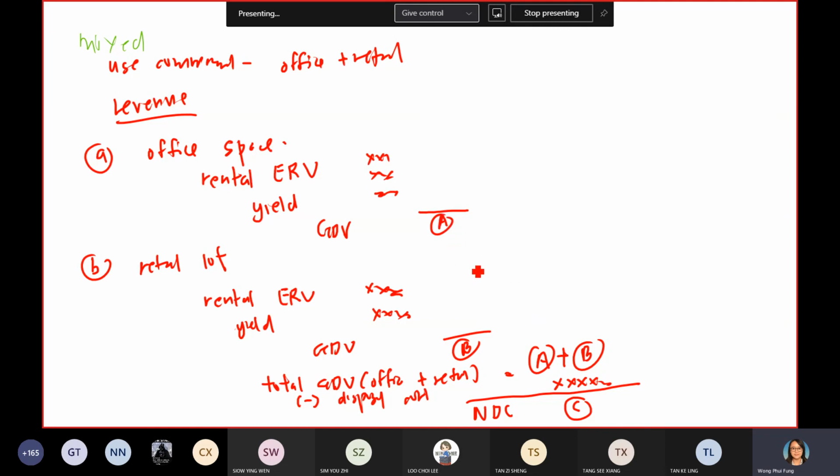The price of the land, just use the residual method. I don't understand. What do you mean? The price of the land, just use the residual method. Pauline, I don't understand your question.